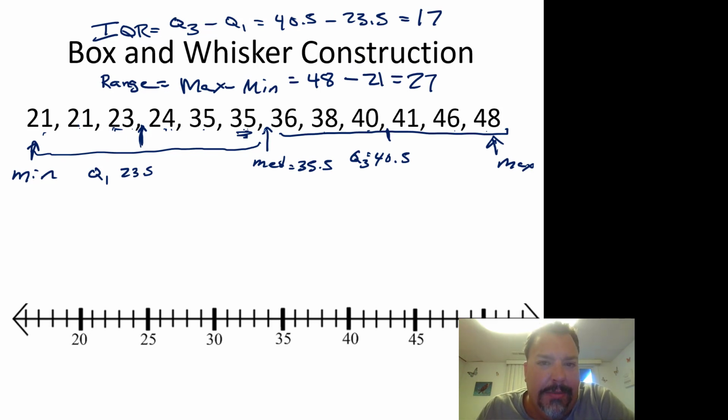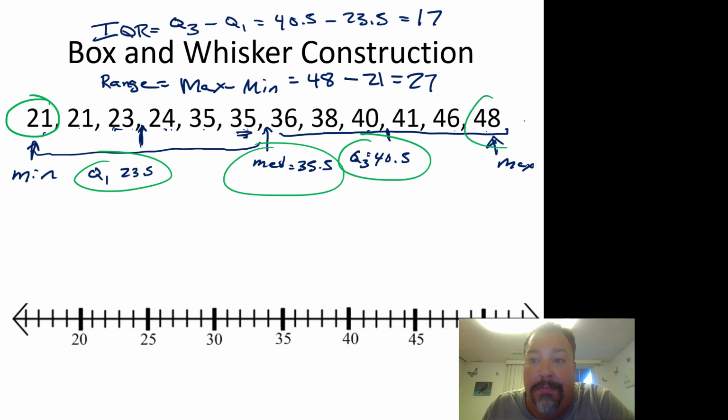All right, so what do we do for our box and whisker? For the box and whisker, we need these 5 numbers: the minimum, Q1, the median, Q3, and the maximum. First, we make a little dot at each. I'm going to make a dot at 21, a dot at 23.5, a dot at 35.5, which is right there, a dot at 40.5, which is right there, and a dot at 48.